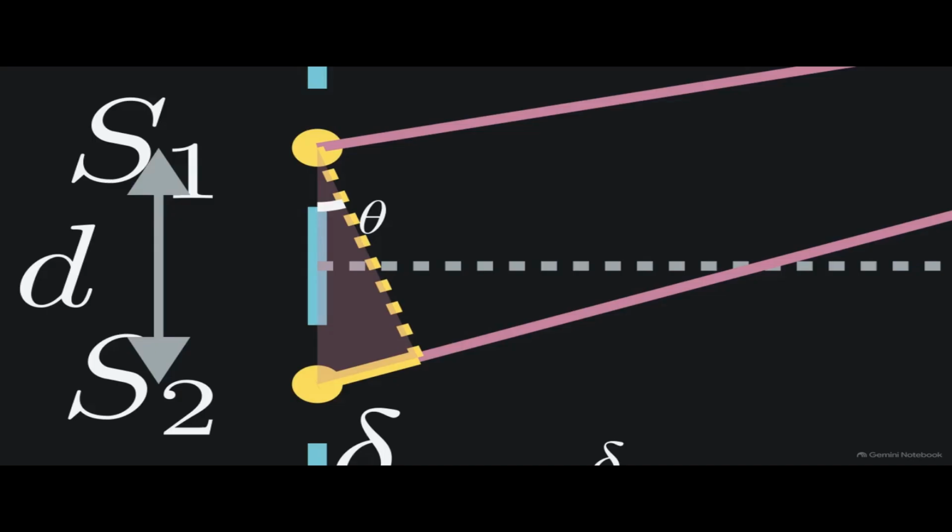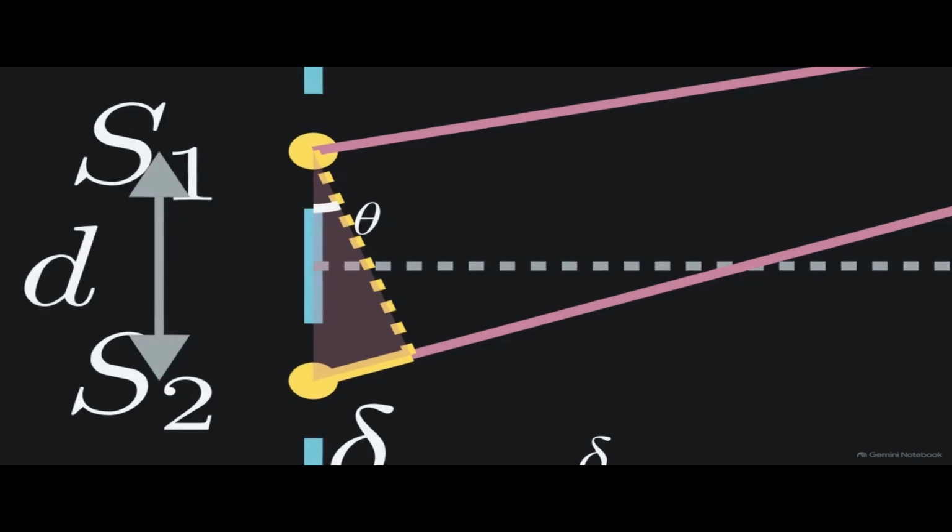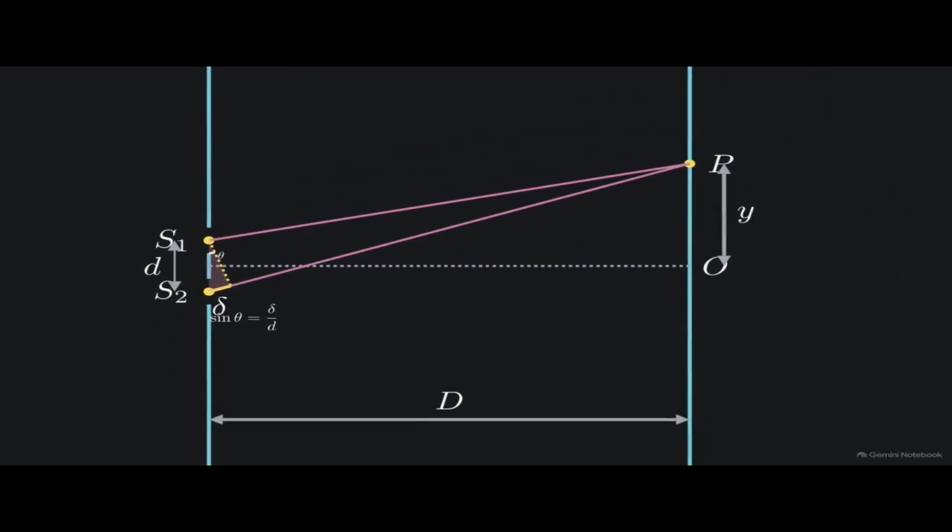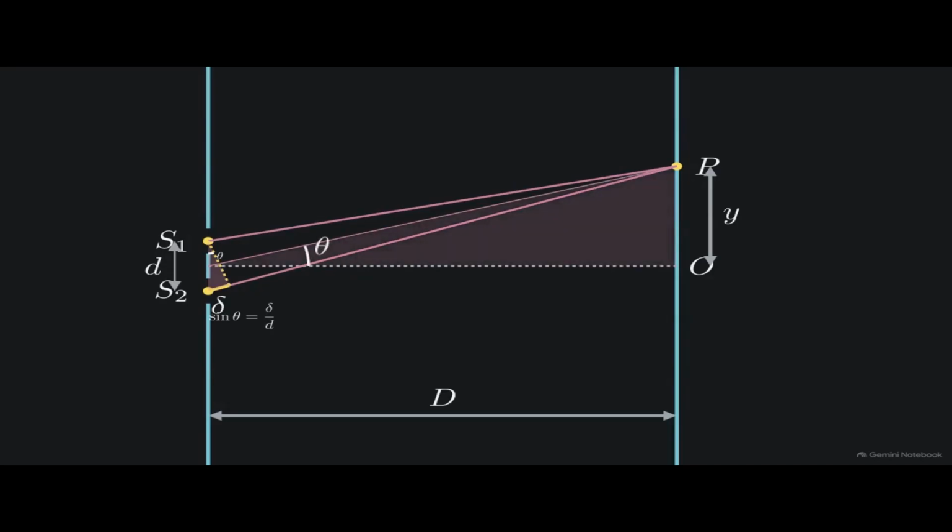Now we look at the triangle spanning the room. For this one, the tangent of angle theta equals the opposite side, height y, divided by the adjacent side, distance capital D. In reality, the screen is often meters away, while the slits are fractions of a millimeter apart.